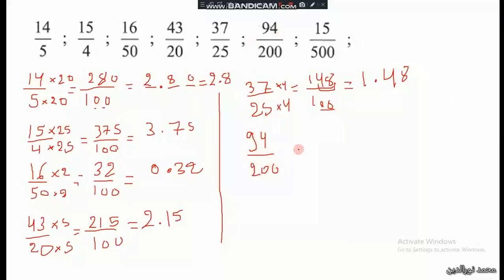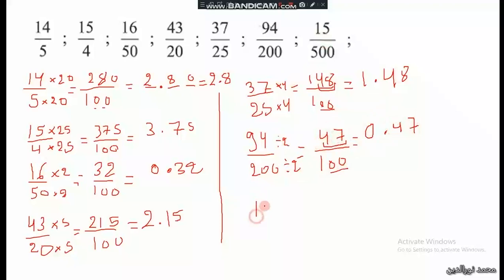And then we have 94 over 200. So for 200 to become 100, we have to divide by 2. 94 is divisible by 2. It's an even number, so we could divide by 2 and divide by 2. And it's over 100. We have here 90, which is 45. The half of 4 is 2, so 47. And as a decimal number, we have two decimal digits, so it's 0.47.